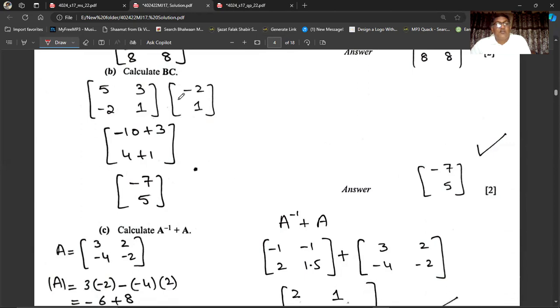From here, I will take rows. From here, I will take columns. First member will multiply with the first, plus second member will multiply with the second. So 5 multiply minus 2, that's minus 10. 3 multiply 1 is 3. So minus 10 plus 3, and that will be minus 7.